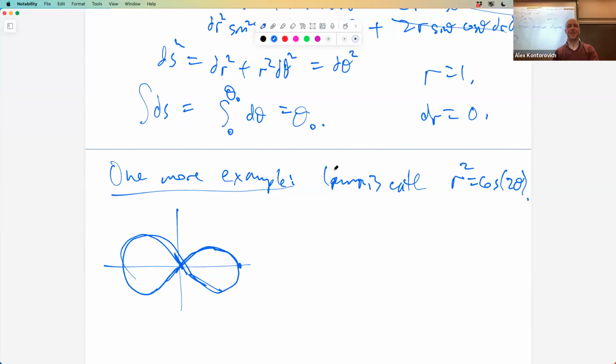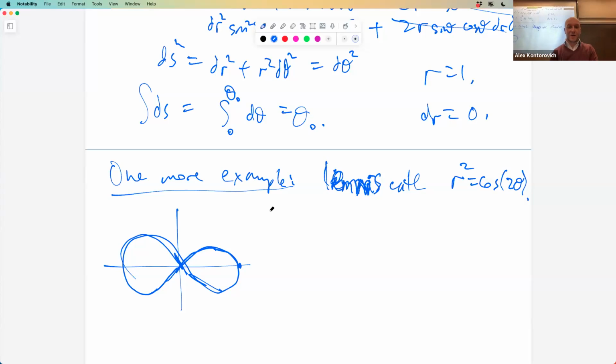Lemniscate, L-I-M. Lemniscate or lemniscate? Can anyone Google, save me from embarrassment? I'm sure I wrote it down somewhere. Anyway. N-I. Lemniscate.